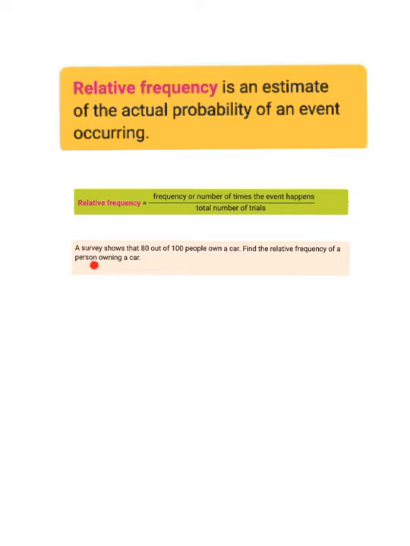Okay, so a survey shows that 80 out of 100 people own a car. Find the relative frequency of a person owning a car. So it's frequency all over the total number of trials. So the frequency of someone owning a car is 80 out of the total number of trials, which was 100. So the relative frequency on this question would be 80 out of 100. So remember, 80 out of 100, we always break it down to its simplest form, and you can leave it as 0.8 or 80%.